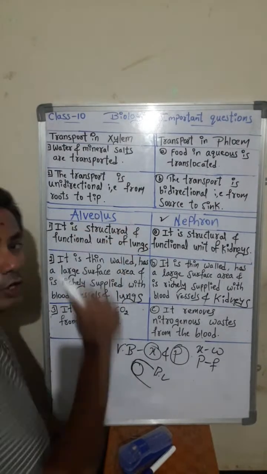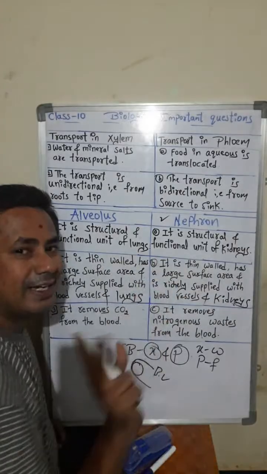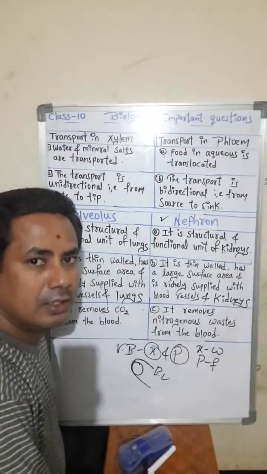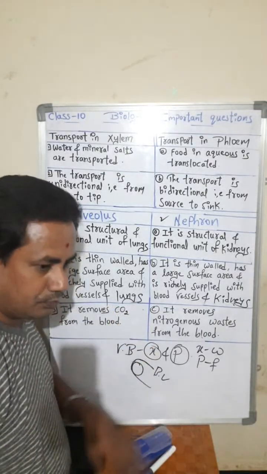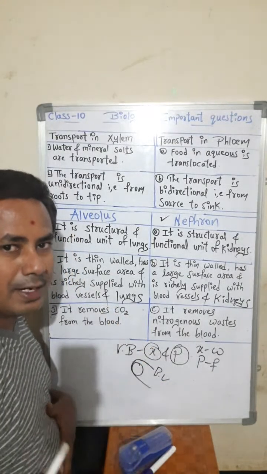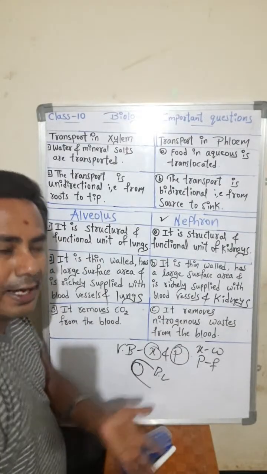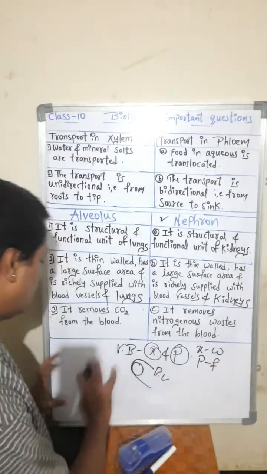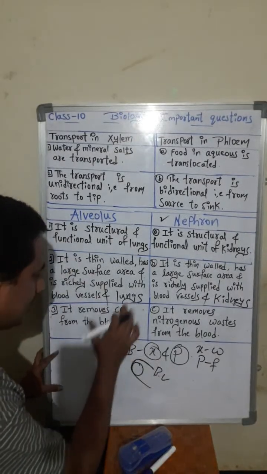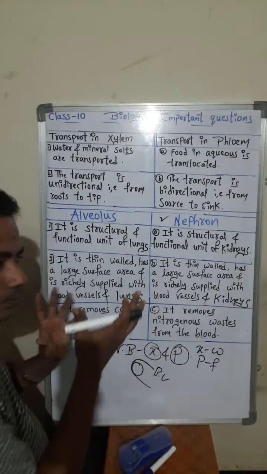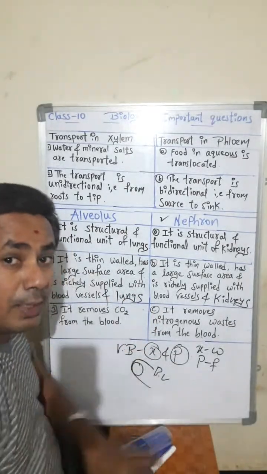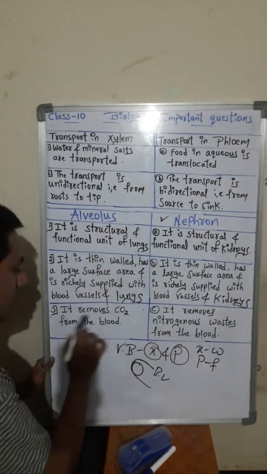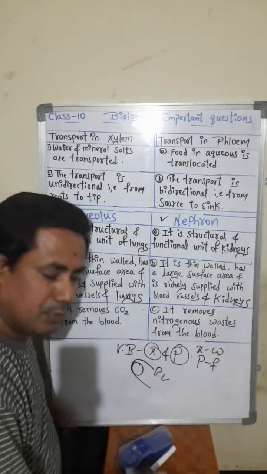So what will the alveolus do? The functions of alveolus and nephron are totally different. It removes carbon dioxide from the blood. Alveoli remove what we are exhaling, that carbon dioxide, and supply oxygen. We can add another point here. Fourth point: alveolus gives oxygen to the blood. Fourth point: alveoli remove carbon dioxide from the blood.